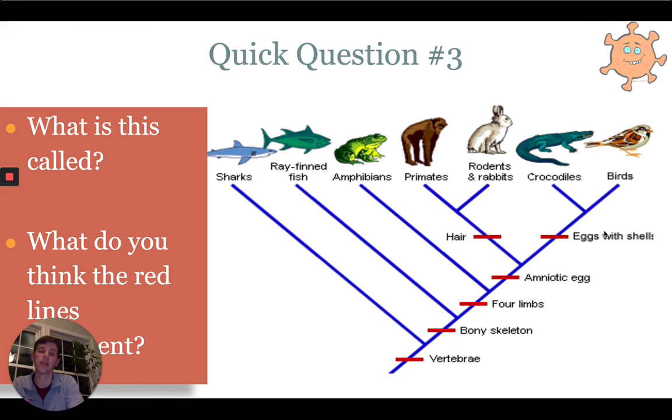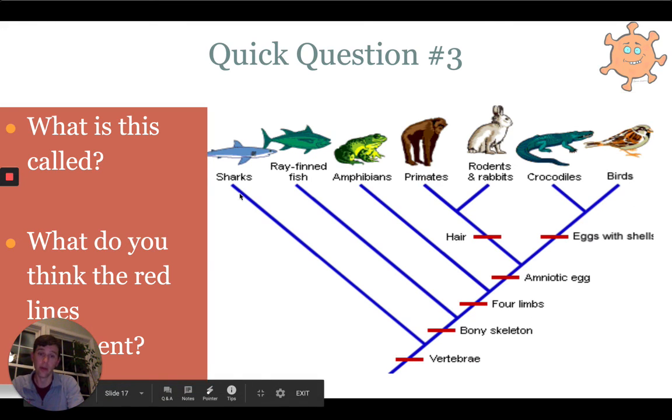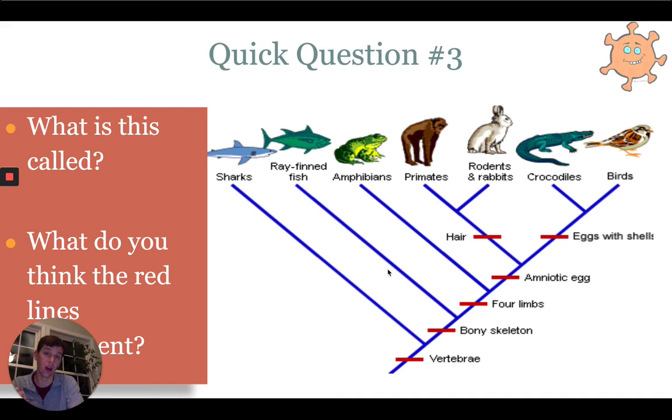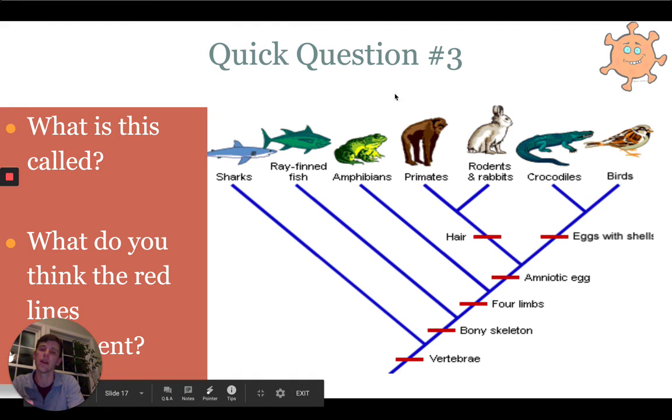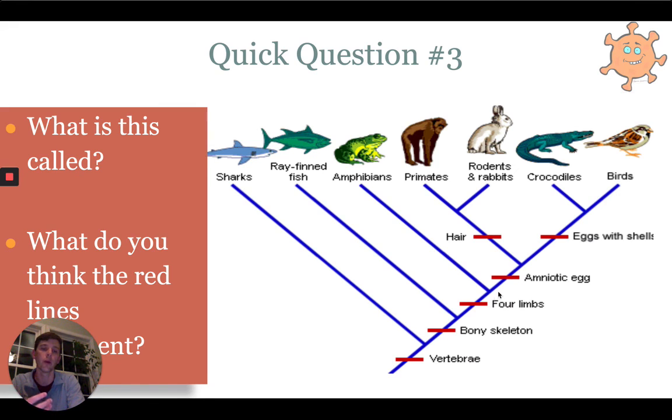This is a common trait for that particular clade. If we were to cut here, that would take care of all of these organisms, and what all of those organisms share in common is that they are all vertebrates. They all have a backbone. The other group that we have here, if we cut here, everything except for the sharks would fall off. So they all have a bony skeleton. If we cut here, then everything except for the sharks and the ray fin fish are in there. They all have 4 limbs, and as we move up, these all have amniotic eggs. These have eggs with shells.